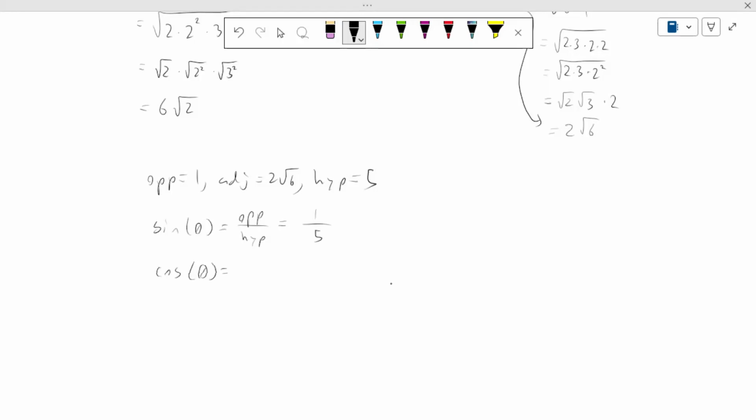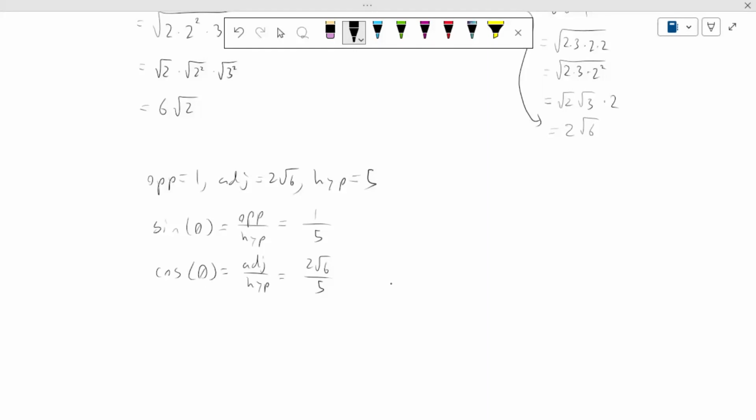All right. Now let's go on to cosine of theta. By definition, that's adjacent over hypotenuse, right? So that's 2 square root of 6 over 5. Can't simplify that any, right? Square root of 6 is as simplified as possible already. We showed that when we were factoring it. And 2 and 5 don't have any common factors to pull out. So it's just 2 square root of 6 over 5. Can't do anything with it.